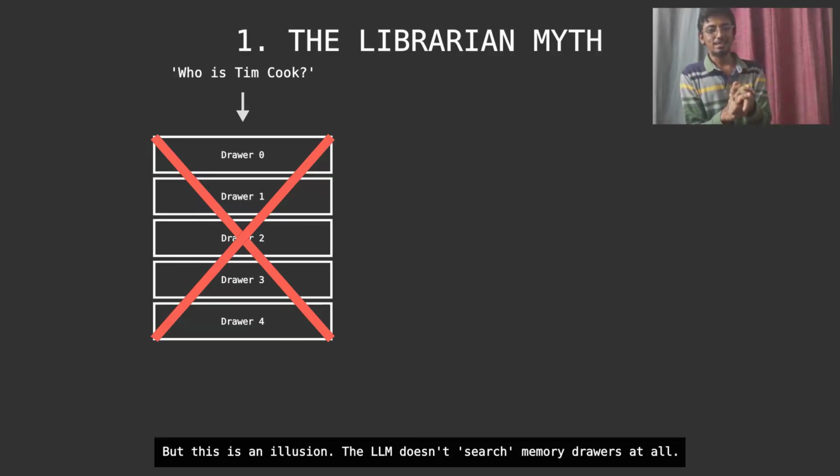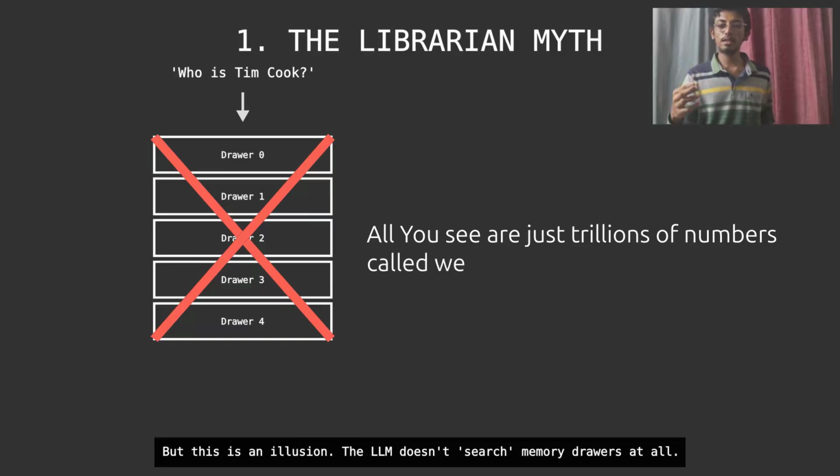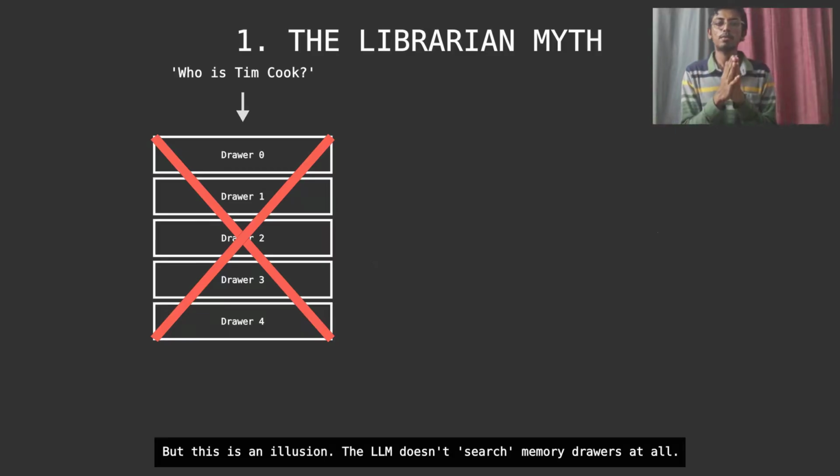But here's the reality check. There's no library, there are no drawers, there isn't even a database of facts inside the model. If you could look inside the brain of GPT-4, you wouldn't find a list of facts or a dictionary of definitions. All you would find is trillions of numbers, weights and biases that represent the mathematical relationship between words.